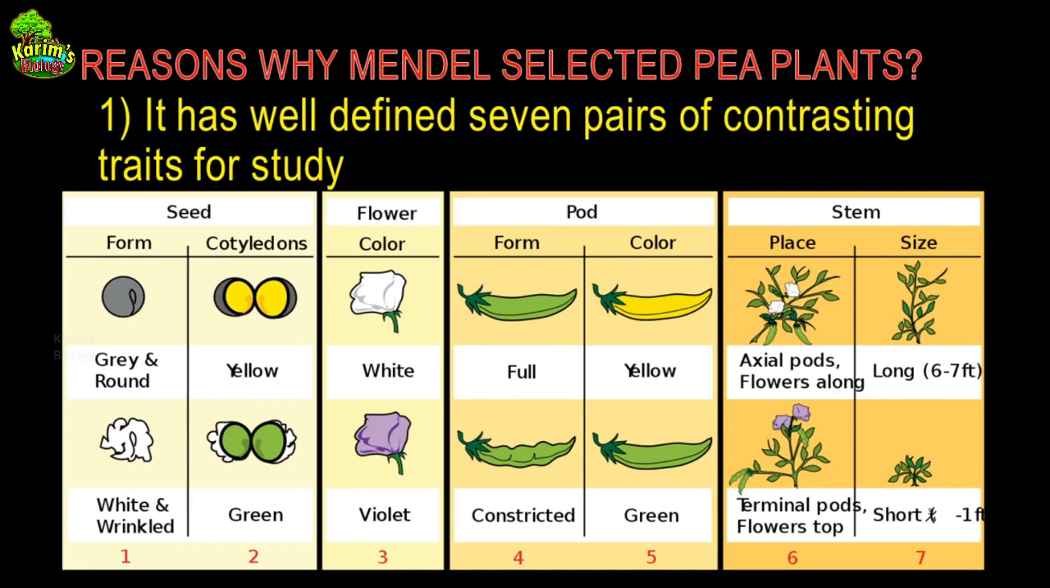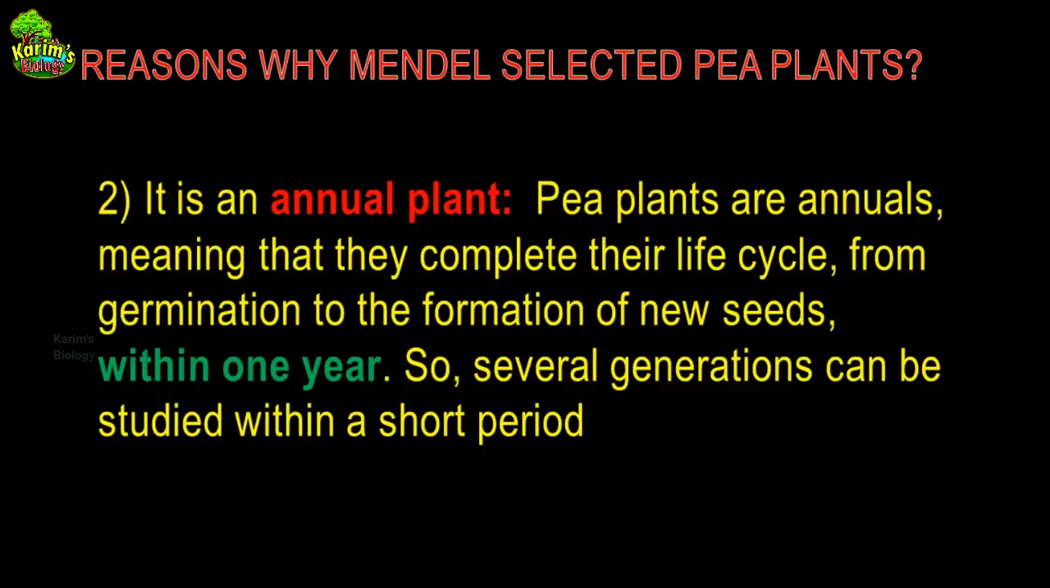They can be very easily observed, which would probably have influenced Gregor John Mendel to choose this plant for his experiments. These 7 pairs of traits are so clear that not only Mendel, even a common man or even a child of your age can easily observe and differentiate the traits in these plants. That is one of the reasons why he had chosen this particular plant. So it has well defined 7 pairs. Well defined means clearly observable 7 pairs of contrasting traits for study. So that's one of the reasons.